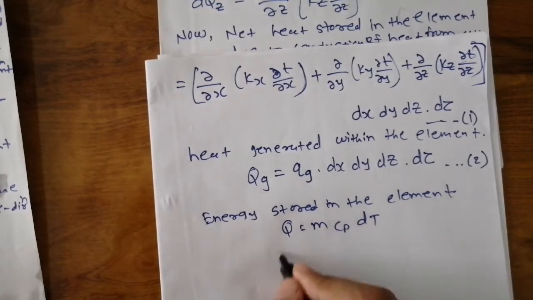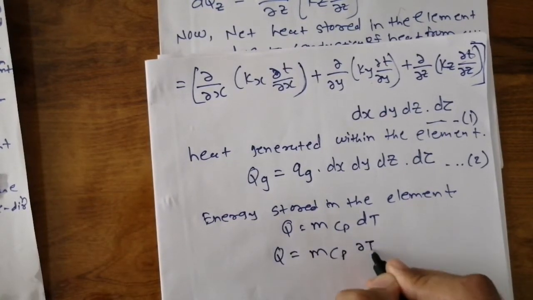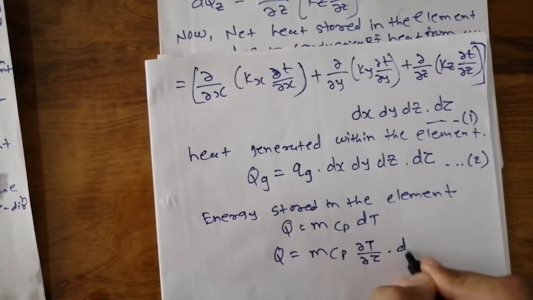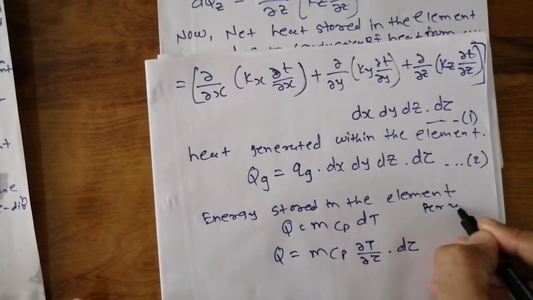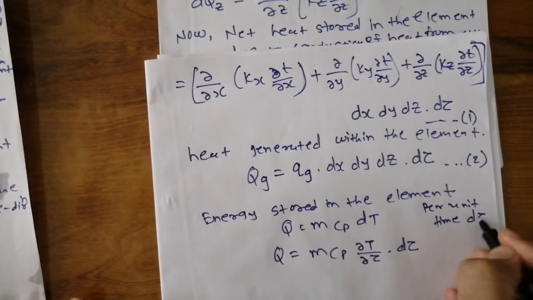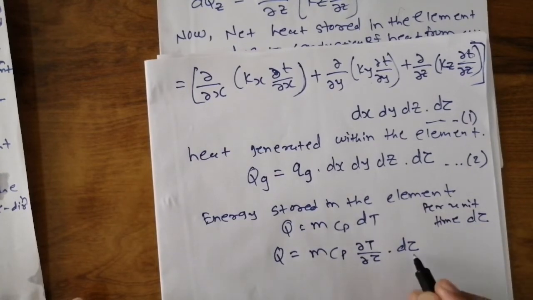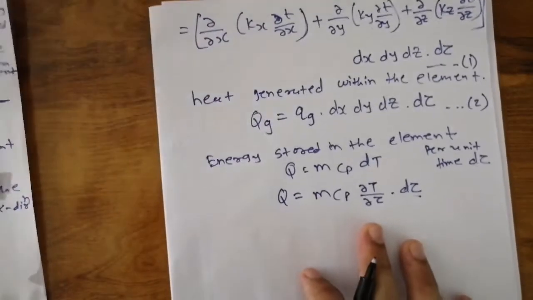Okay, so we should also write Q is equal to mCp del T by del tau into del tau, because we are considering per unit time and our time interval is del tau. So, change in temperature with respect to time into the time interval gives the heat energy stored in the element, where the time interval is denoted by del tau.